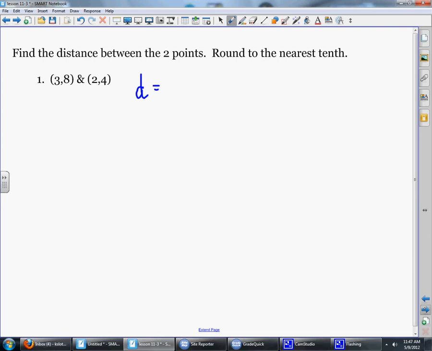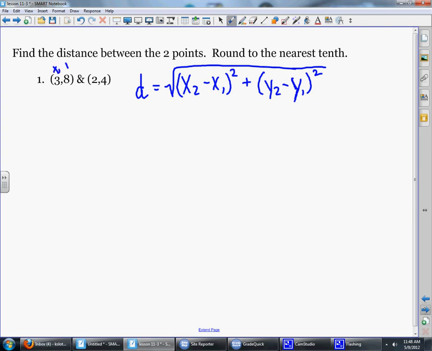So here's the distance formula. x2 minus x1, and then we're going to square it, plus y2 minus y1. Whoop, I don't know why I put that up there. y2 minus y1, and then we're going to square that. Add them together and take the square root. So I am going to call this x1, y1, and then this x2, y2.